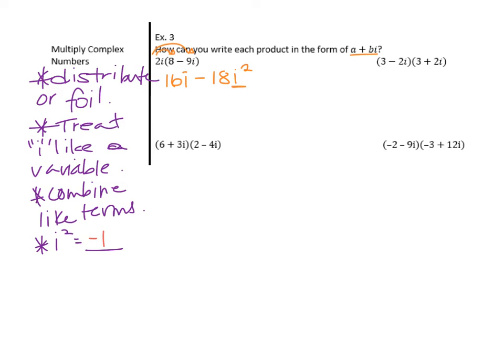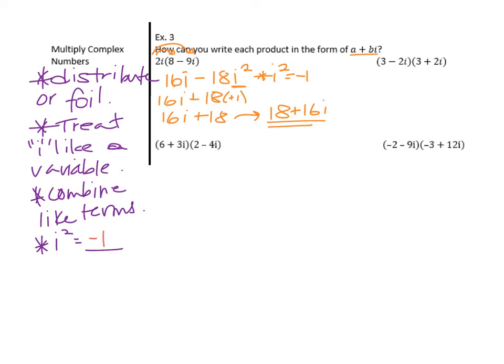Now, as is, they're not like terms. i squared, though, we've said equals -1. If I plug that in place of i squared, we would have 16i minus 18 times negative 1. That negative and negative for that product changes to positive, and that would give you 16i plus 18. Now, that's super close to standard form, but it isn't exactly standard form. You just want to flip-flop the order and have 18 plus 16i. That's multiplying complex numbers together.